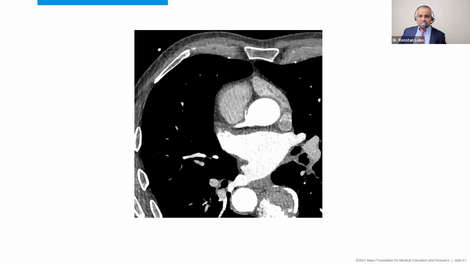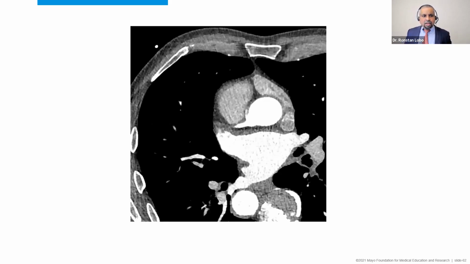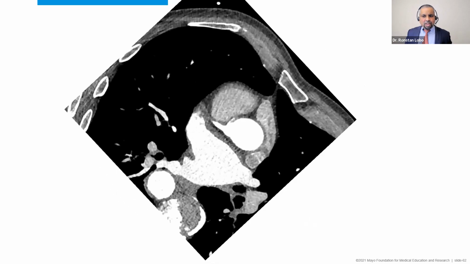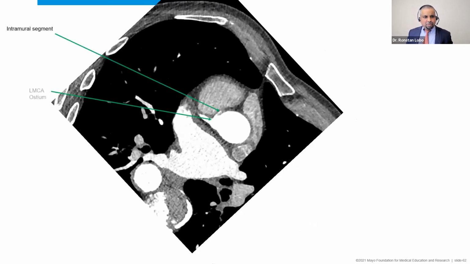So now you see the surgeon's view looking from the head down, as opposed to the CT view where you're looking from the leg up. So I'm going to flip the image here horizontally. Now I'm going to show it to you here. This is the intramural segment again. Now the left main ostium is on the left side of your screen.